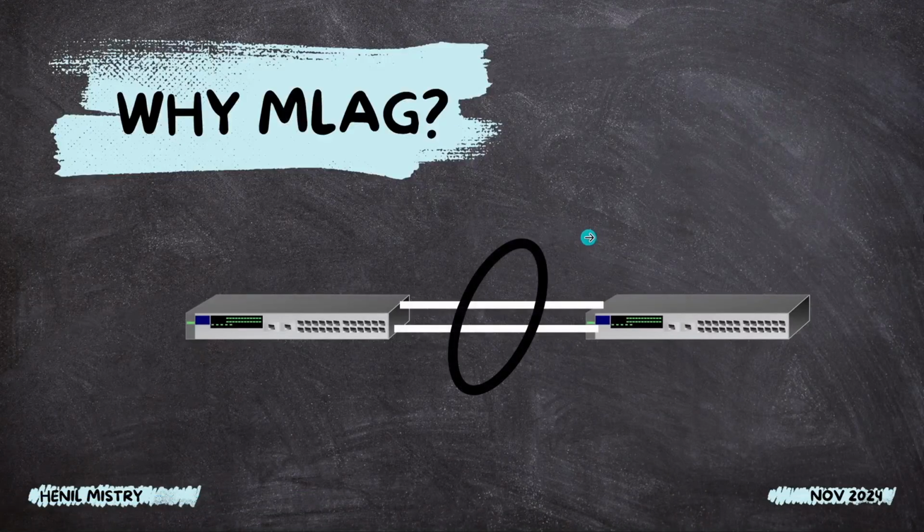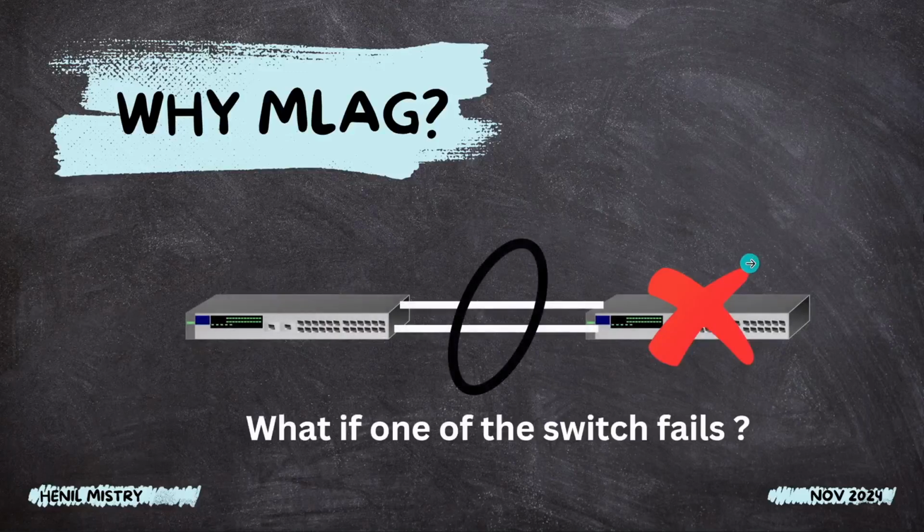So why MLAG? First of all, we have seen how we can configure a port channel. But port channel was giving redundancy in terms of ports. Let's say one of the ports goes down, then the other port will still form the logical link that we created using the port channel. But what if one device fails? There was no point of having a port channel in that scenario.